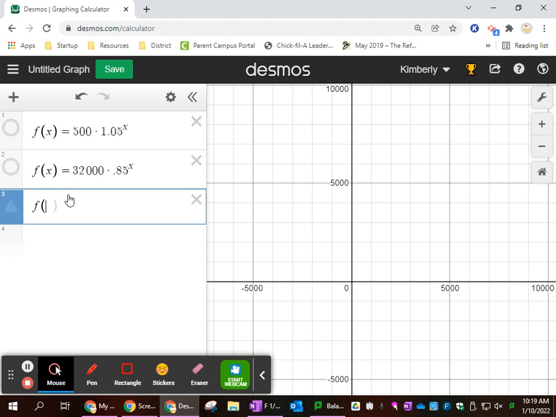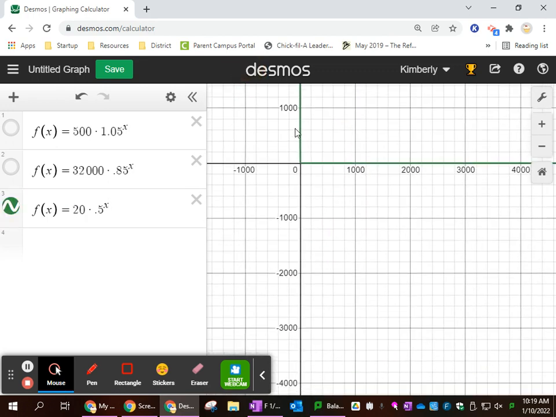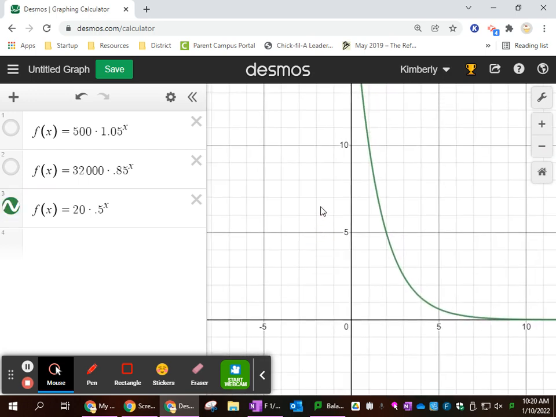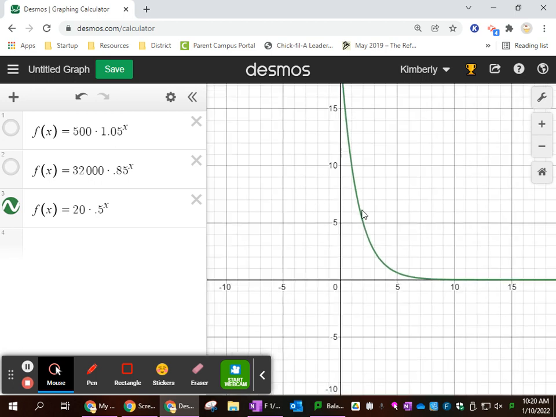Let's see, so that'd be f of x equals 20 times 0.5 to the x. And I'm looking for when that drops below 7. If you're really far zoomed out, you can hit the home button and it'll take you back pretty quickly, because I know the pinch and zoom is a super big pain for y'all. So let's take a look and see when it drops below 7. There we go. How long does it take for me to reach 7? About 1.5 weeks.